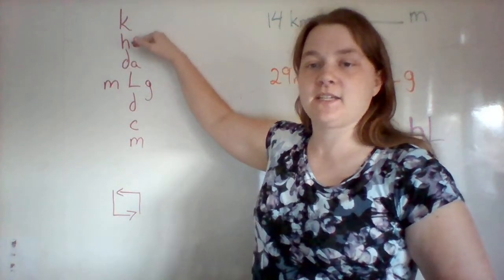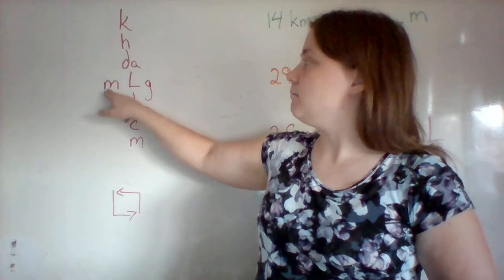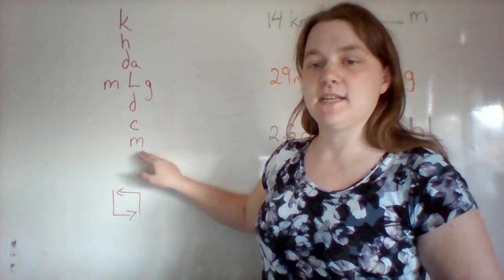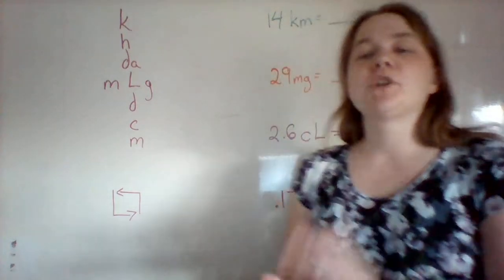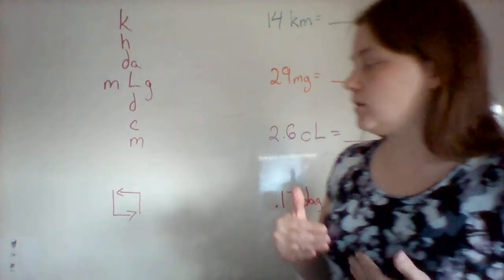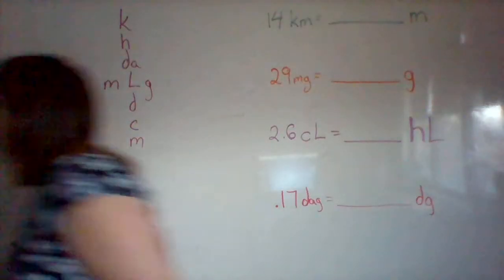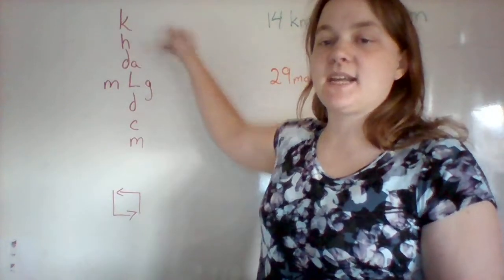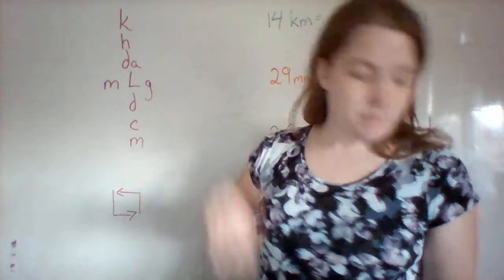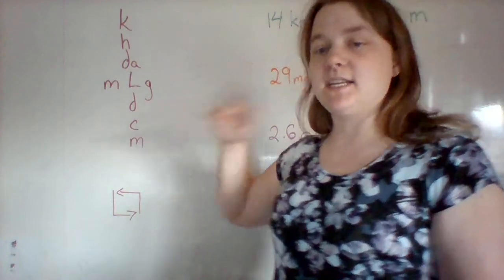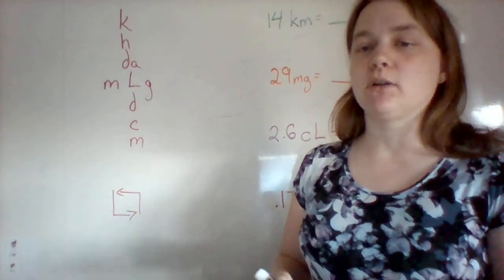Kilo, hecto, deca, meter, liter, gram, deci, centi, milli. Now, what you need to know about these is that they go in order. Kilo's the biggest. Hecto's next, then deca. Meter, liter, gram are the base. And then you have deci, centi, milli, and everything keeps getting smaller.